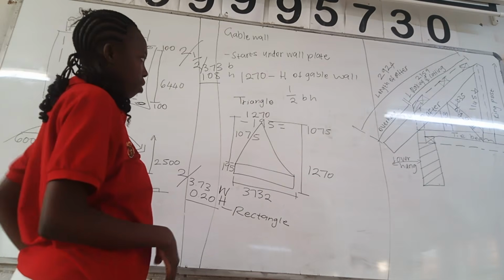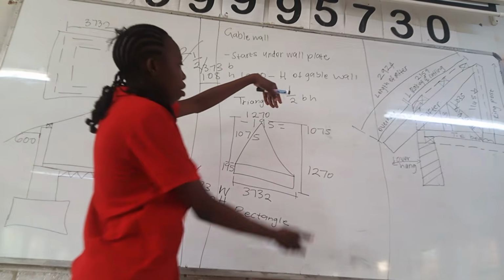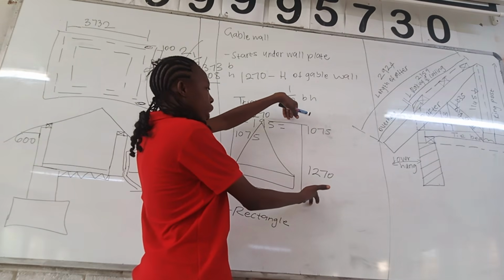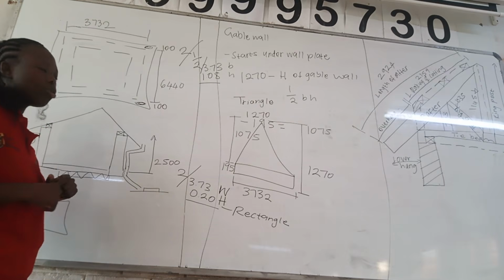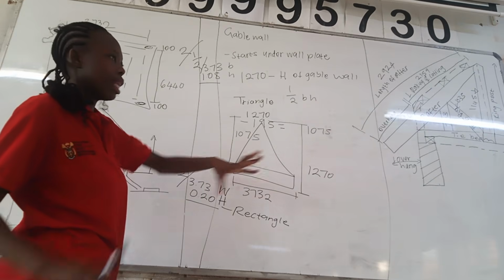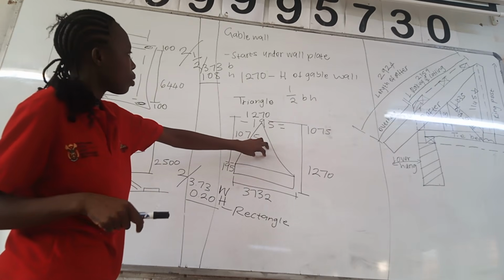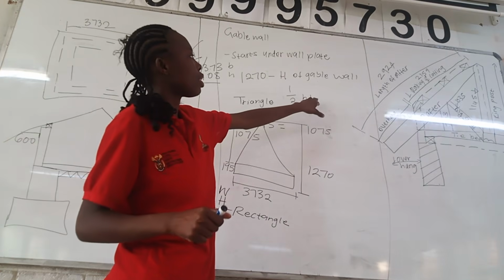We have the size of our rectangle, which is 195, and then we have the size of the height of the whole gable wall, which is 1270. So since the gable wall consists of two shapes, we need to divide these two shapes into two. So we deal with them separately. So we're going to start with the triangle. So the triangle, the formula for triangle is half base times height.